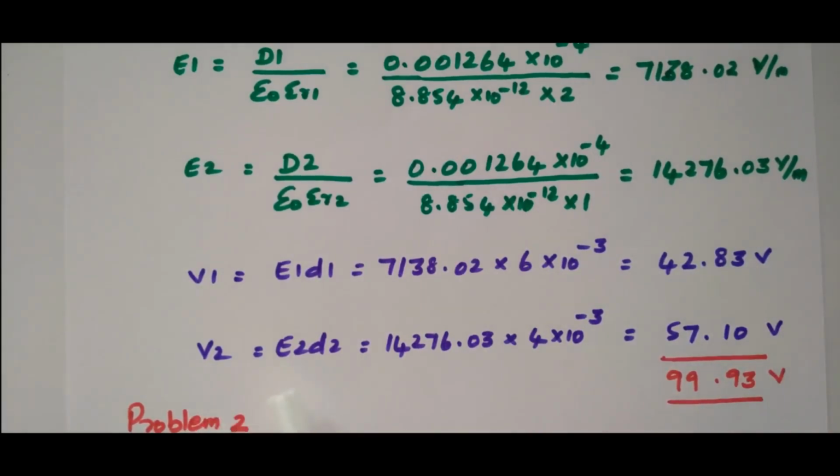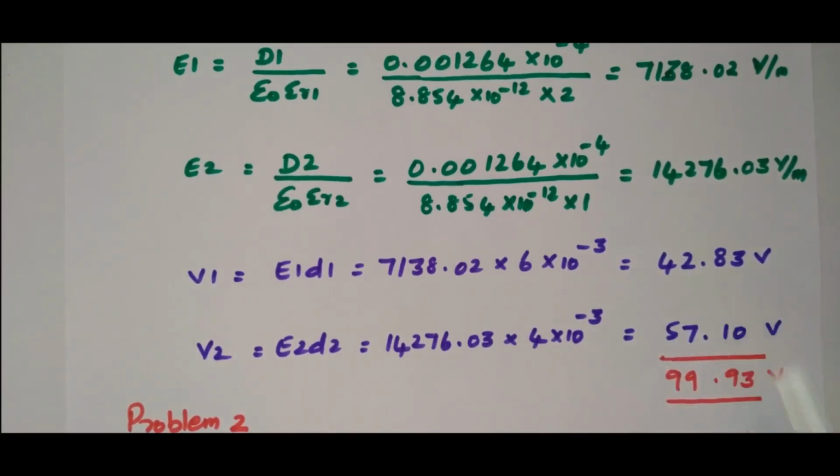Similarly, V2 equals E2 into D2. The E2 we calculated is 14,276.3 volts per meter, into D2. D2 is the air gap, 4 millimeter, 4 into 10 to the power minus 3. So by simplifying this, what we got is 57.10. So V1 will be 42.83, V2 will be 57.10.